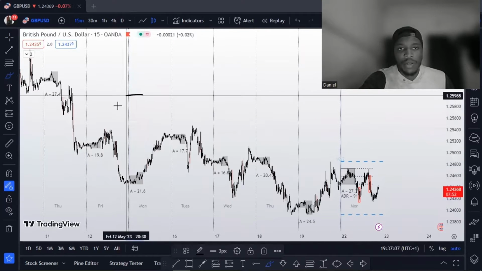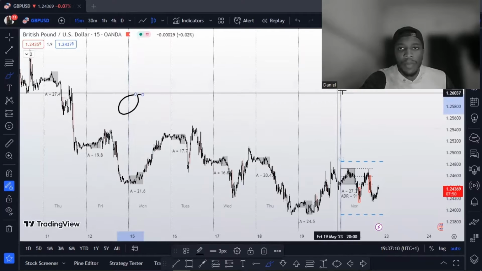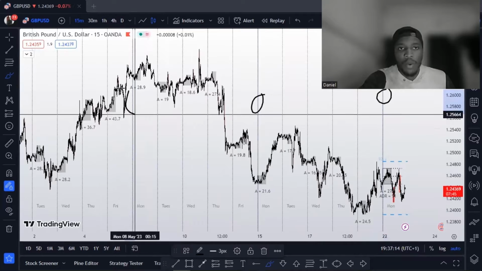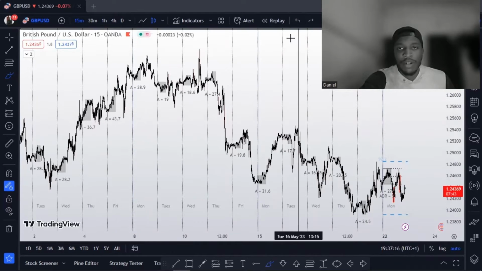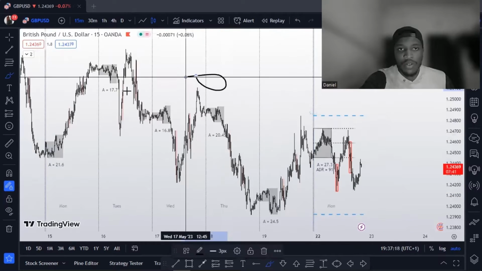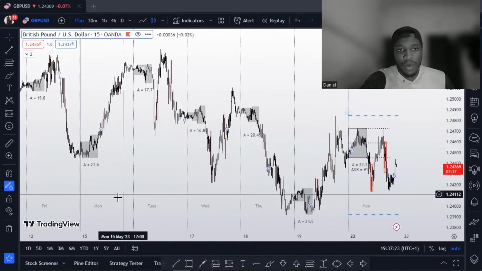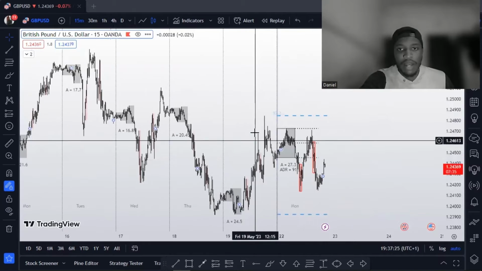I have a weekly separator. So you see this vertical blue line. It separates each week from the other. So that's how I know one week from the other. And then the vertical lines you're seeing on the charts, these black vertical dotted lines, separate one day from the other. So this is Monday, Tuesday, Wednesday, Thursday, and Friday.